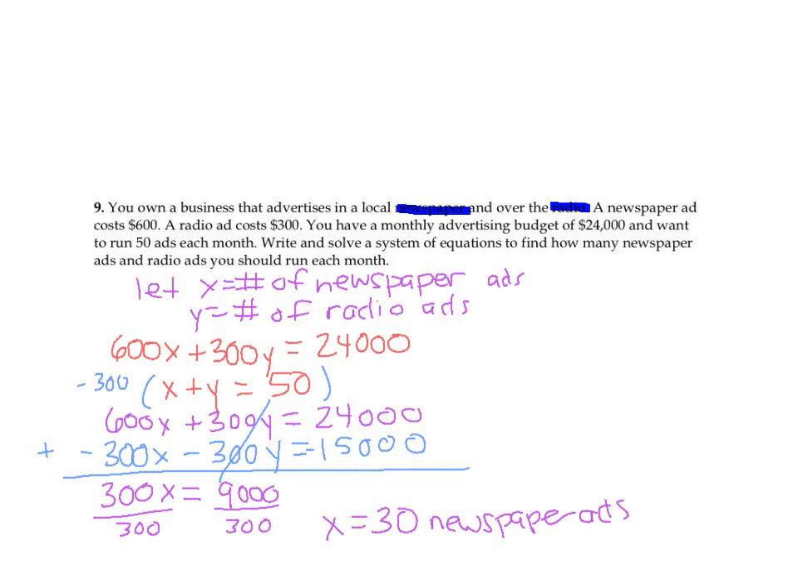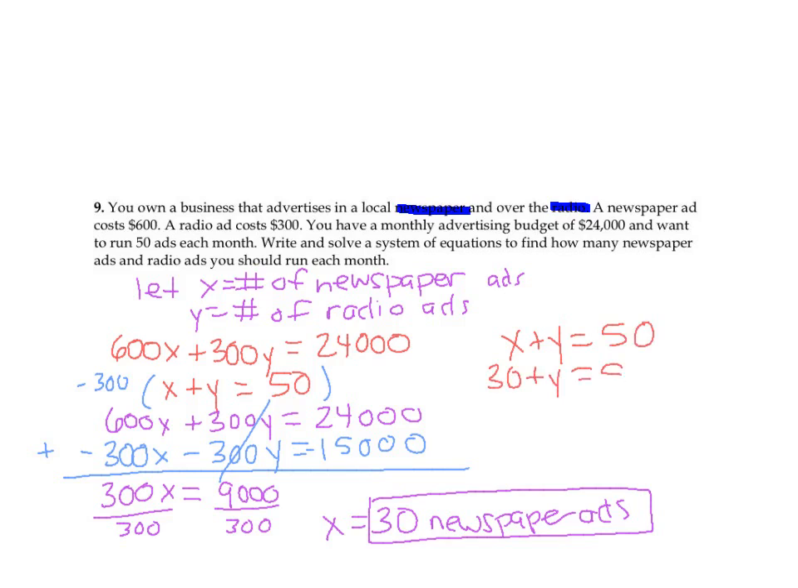Now we want to find the amount of radio ads, so we can plug 30 into either of our equations, but x plus y equals 50 will be a lot easier to plug 30 in for x. So we can substitute 30 in for x, and we get 30 plus y equals 50. Subtract 30 from both sides, and we get y equals 20. Since y was our number of radio ads, our answer is 20 radio ads and 30 newspaper ads.